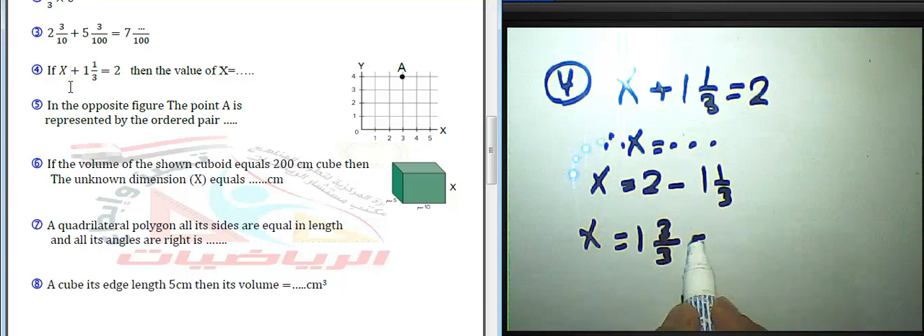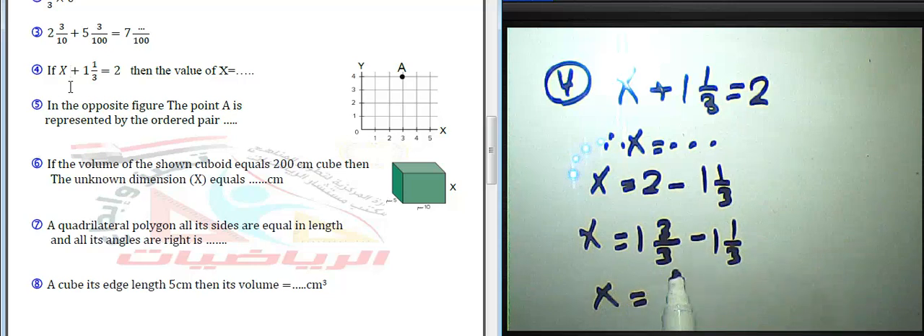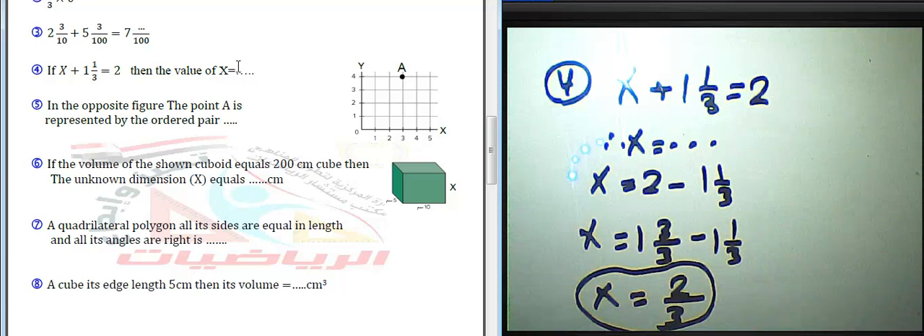Then x will be equal to 2 subtract 1 and a third, and we know 2 equals 6 over 3, subtract 1 and 1 over 3. Then x equals 1 minus 1 equals 0, and 3 minus 1 equals 2. The result will be 2 over 3. It's the result of this equation. Okay, write the result 2 over 3 in this space. Understood, my students? Question number 5.